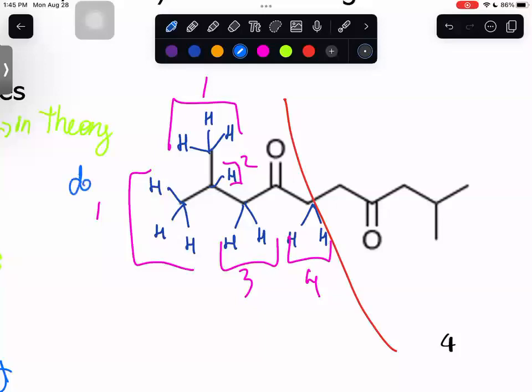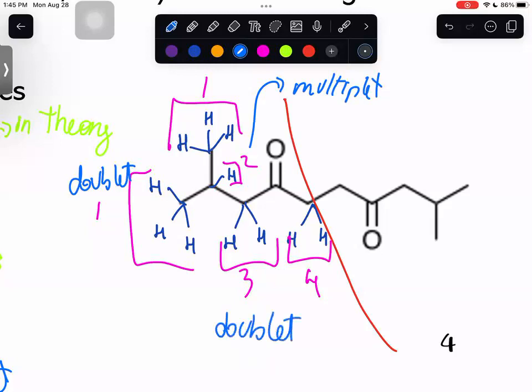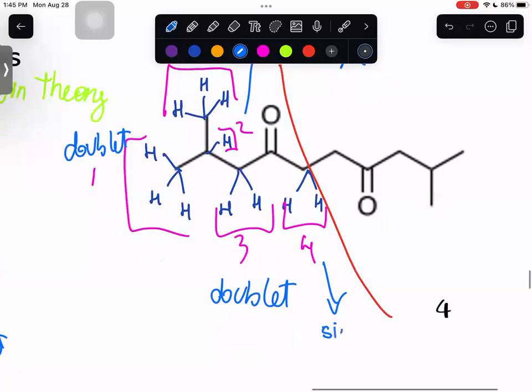Doublet, beautiful. Number 2? Beautiful. Number 3? Doublet. Last one, number 4? Singlet. It's a singlet. Exactly.